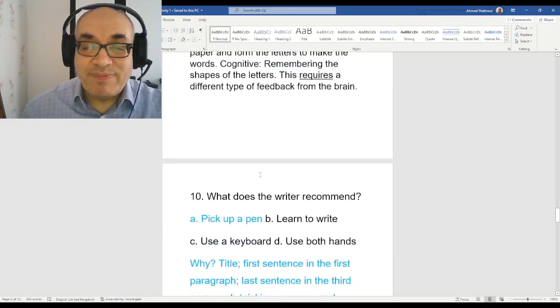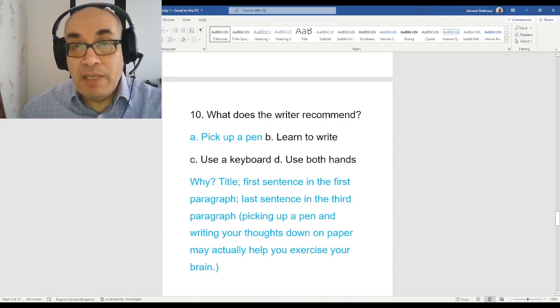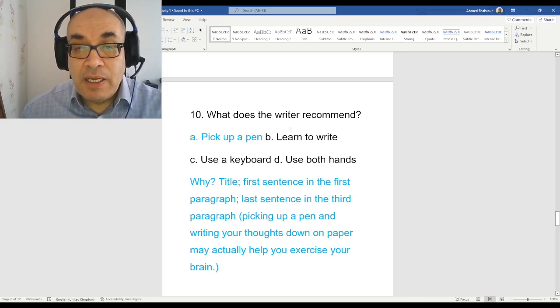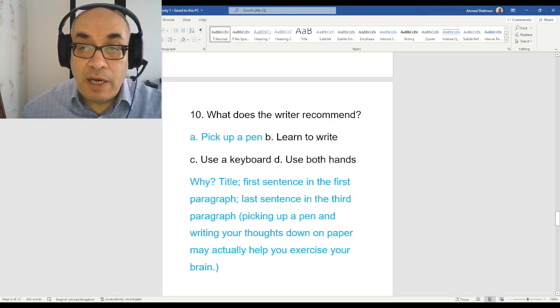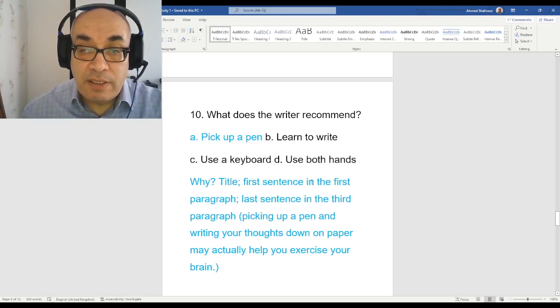Okay. Number 10. What does the writer recommend? Recommend means advise. Pick up a pen, learn how to write or learn to write, use a keyboard, use both hands. The correct answer is, pick up a pen. How do I know? In the title. If you go back to the title, the first sentence in the first paragraph and the last sentence in the third paragraph.